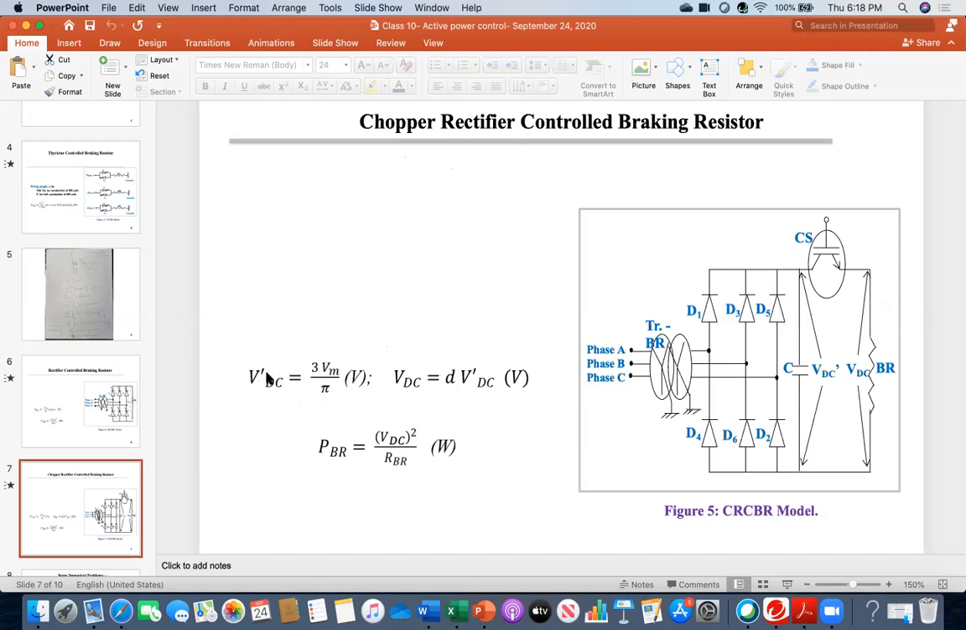So here, this is V prime DC, 3 Vm by pi. This means this one is the first DC voltage that appears across the capacitor, and then finally at the terminal of the braking resistor, which is the VDC. So that is D multiplied by V prime DC. And then again, the power equation is the same.